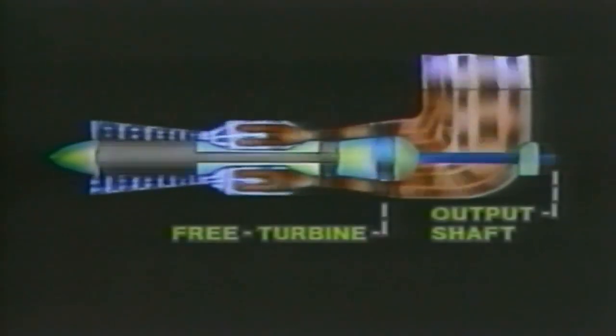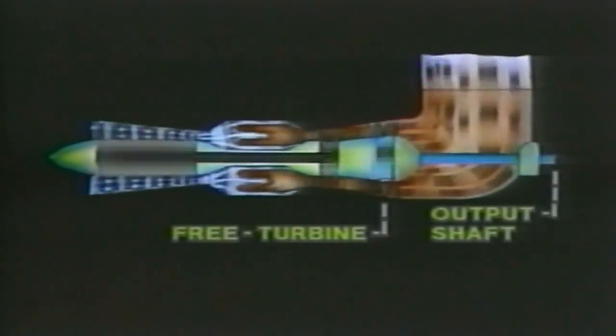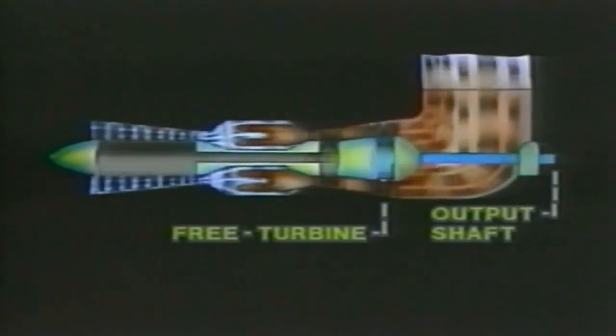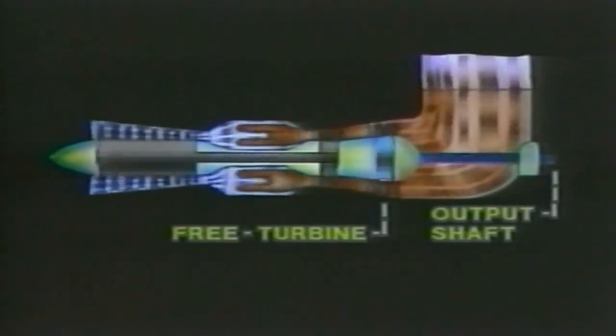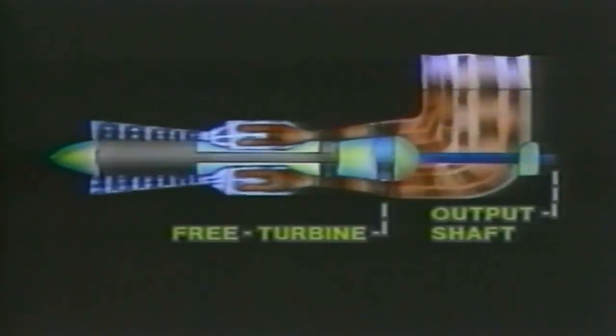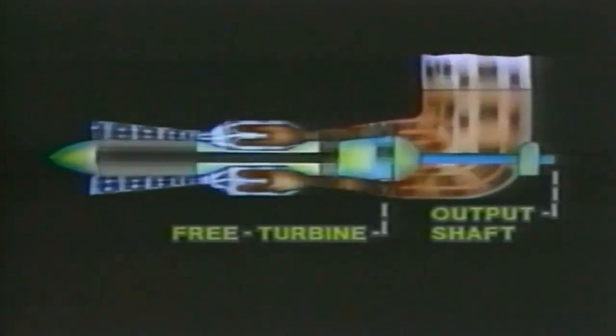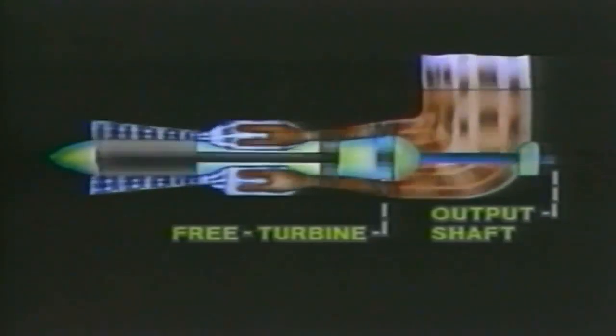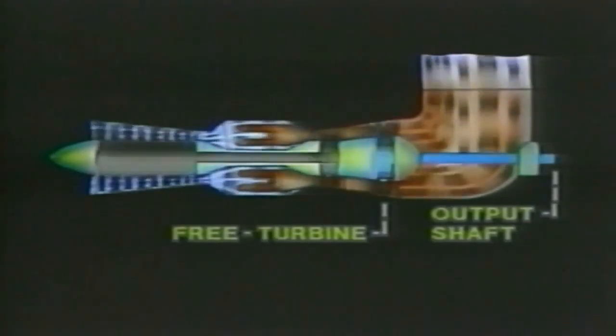This time, we mount a free turbine just downstream of the gas generator turbine. By free, I mean it's free to rotate independently of the gas generator. Picture it as if it were a windmill, free to spin in the blast of hot gases. The output shaft, connected directly to the free turbine, makes the rotational power readily available for work to be done. The exhaust gas, its energy pretty well spent in driving the free turbine, is directed out and away from the installation to any convenient location.